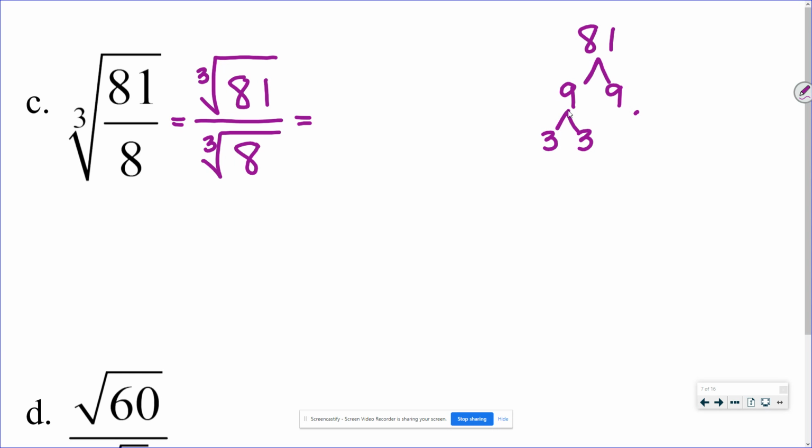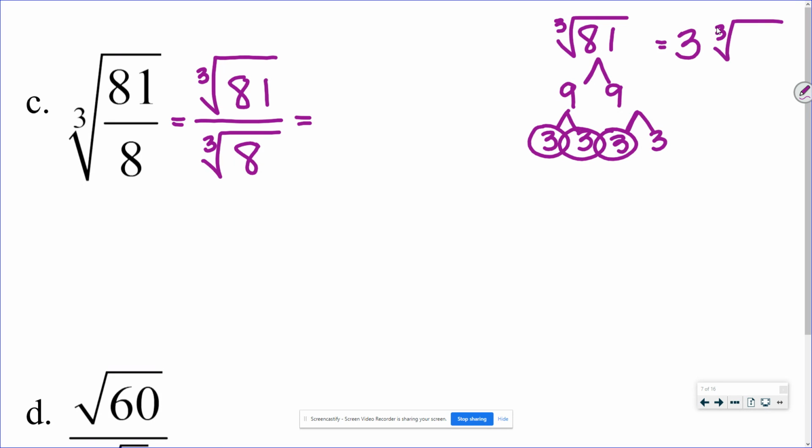So for 81, this is what my factor tree would look like. I'm doing a cube root, so I need 3 of the same number. And I have 3 3s, so I can bring the 3 to the front. And I have 1 left over that doesn't have a set of 3 to go with it. So cube root of 81 is equal to 3 cube root of 3. So I'm going to put that on the top.